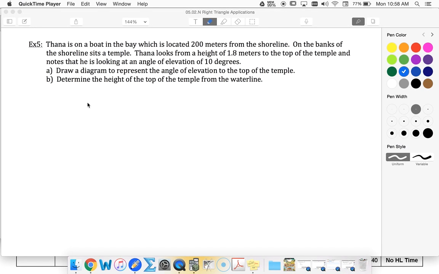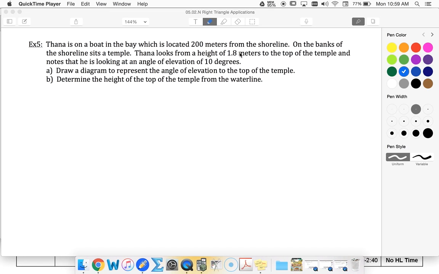All right, we've got Tana on a boat in the bay, 200 meters from the shoreline. On the banks of the shoreline is a temple. Tana looks from a height of 1.8 meters. So that means we're looking from our eyes, right? Height of 1.8 meters, that's how tall you are, to the top of the temple, and notes that he's looking at an angle of elevation of 10 degrees.